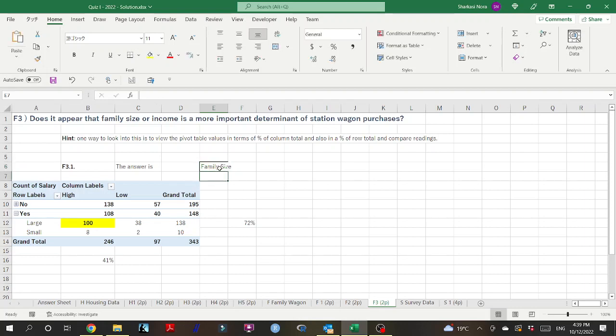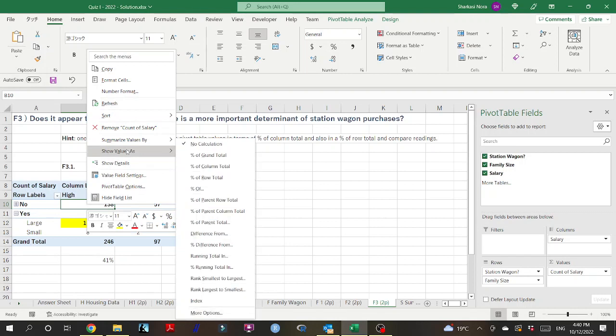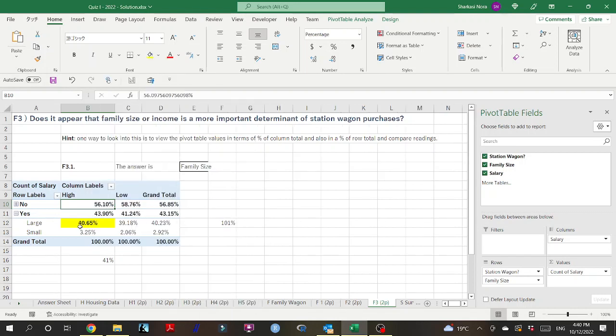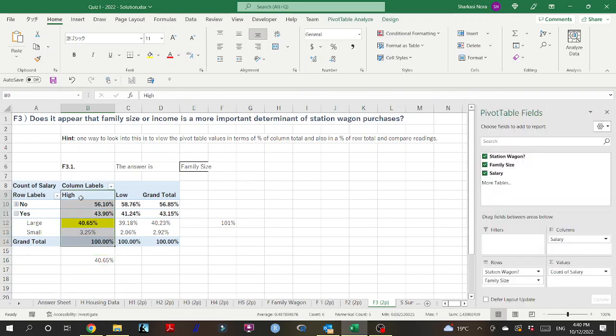Now I told you there is also a hint, and in this hint I'm just telling you to put it here in terms of column total. So here it is 40.6 something, which is the percentage that I just did here. It's 65% from the column. The column is highlighted. In my case, the column is the salary. Some of you might have the salary here and the family size here.